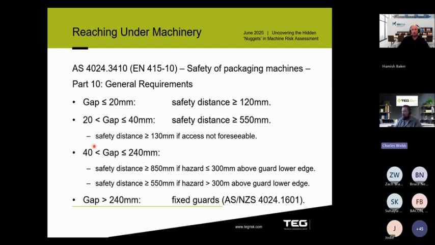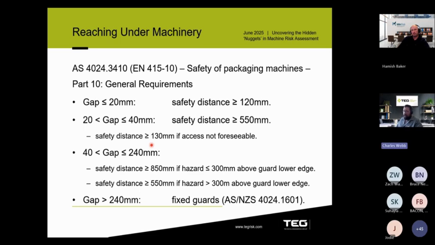Yeah, I had some regrets about not putting that in there. I was tossing up whether I should or not, so I'll see if I can find it. But yes, it is AS 1801. That 550 millimeters is anthropometric, and it's straight out of 1801. An interesting point here is that they've said if you can't foresee that people would need access, you can reduce that distance further down to 130 millimeters.